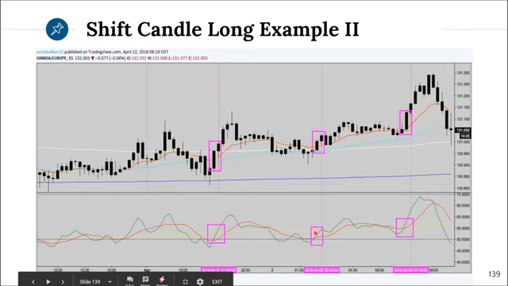RSI again coming through the liquid 50. Is this a solid shift candle? Let's talk about it. How about this one? RSI coming through the liquid 50 and the trend line. Is this a solid shift candle? Let's talk about it. So the first one here, is this a solid shift candle?